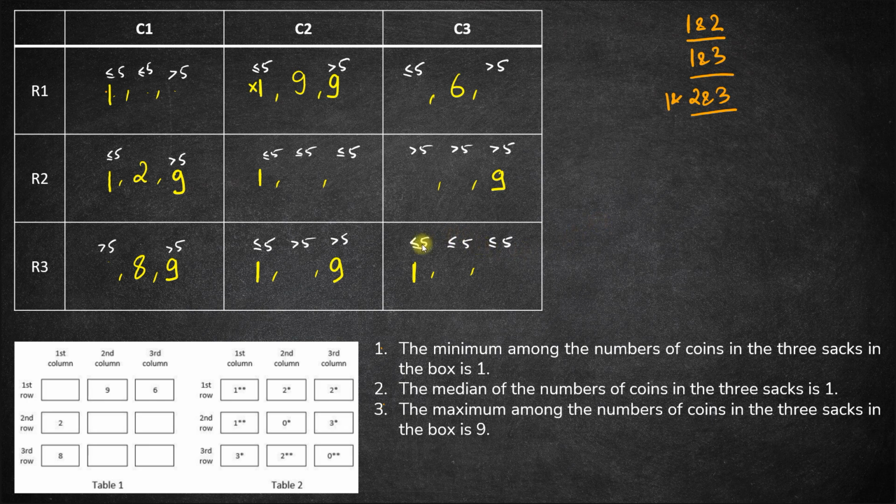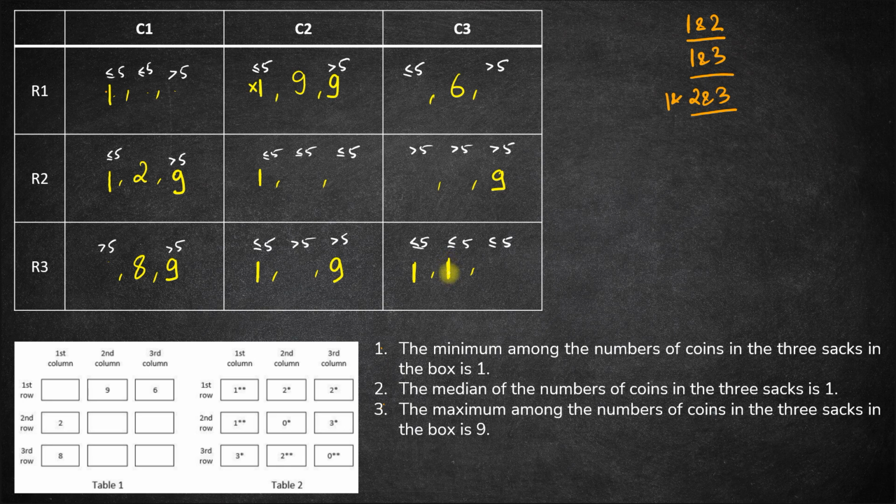Now next, if you look at this box over here, 2 conditions have to be satisfied here. One of them is the first condition. Now here the median cannot be 2 because the middle value has to be... The highest value cannot be 9 because the sack containing the highest number of coins has to have less than or equal to 5 coins. So it cannot have 9 coins. So along with the first condition, second condition must be satisfied here.